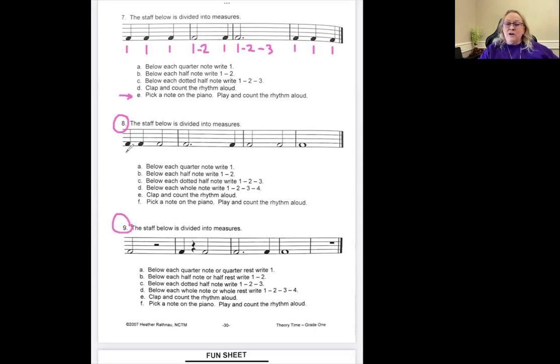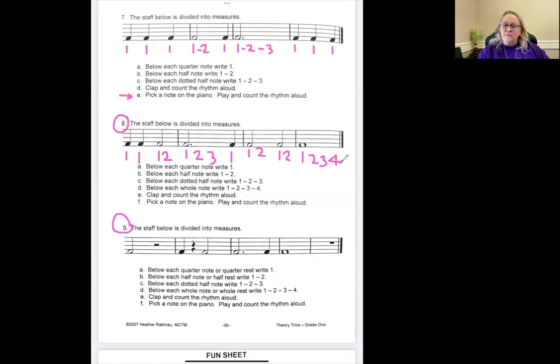Okay, we're going to be having 1, 1, 1 for the quarter notes. The half notes are going to be saying 1, 2. There's another 1, and there's another 1. We have a dotted half note that's going to be 1, 2, 3, and so on, and then a whole note for 1, 2, 3, 4. Now you know what to do for the rest of the page.